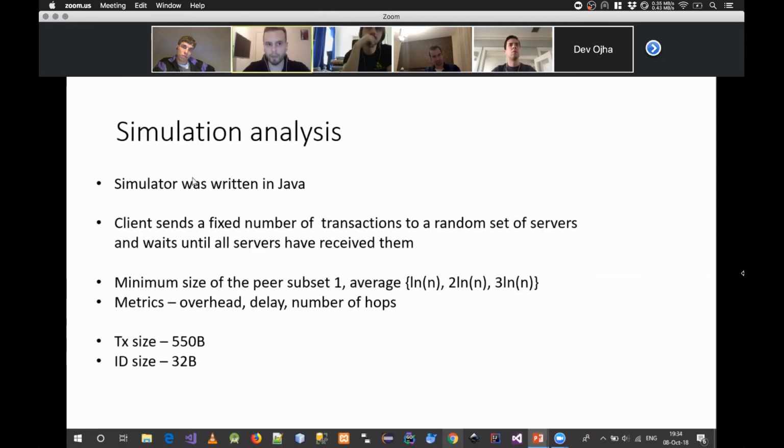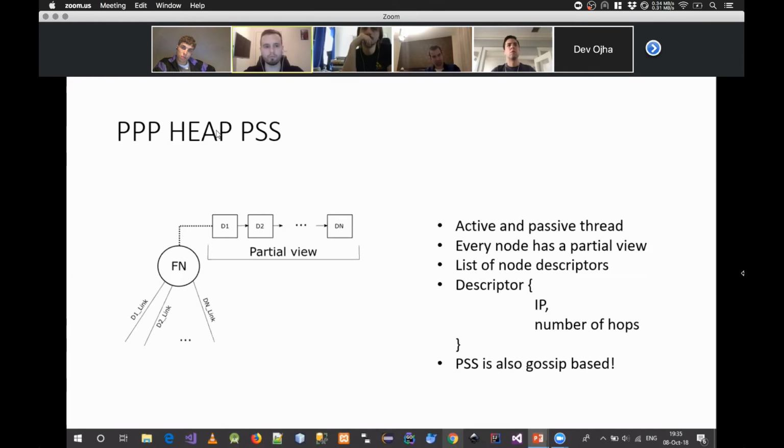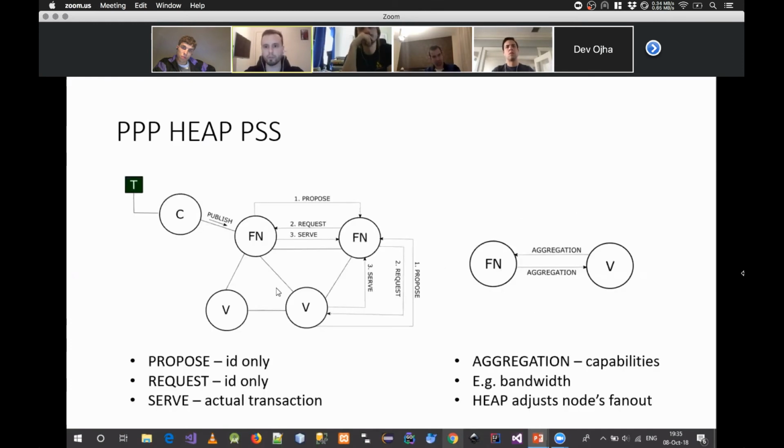So this would be everything as far as the formal analysis of those three different approaches I mentioned at the beginning is concerned. To finish my presentation, I would like to present the details of the simulation analysis. The simulation analysis was focused on comparing the push-pull-push gossiping algorithm, so this one, to the current solution used in Tendermint.